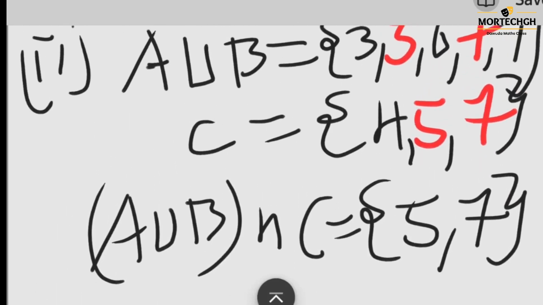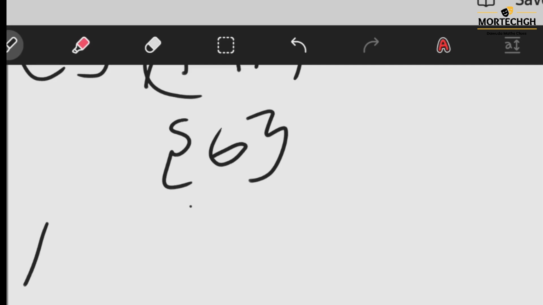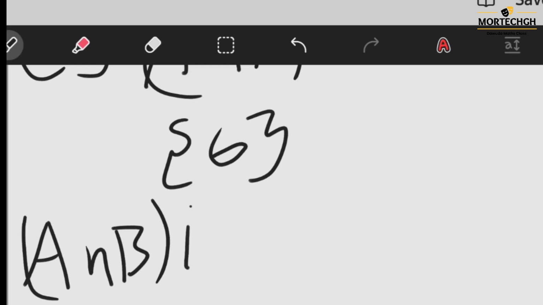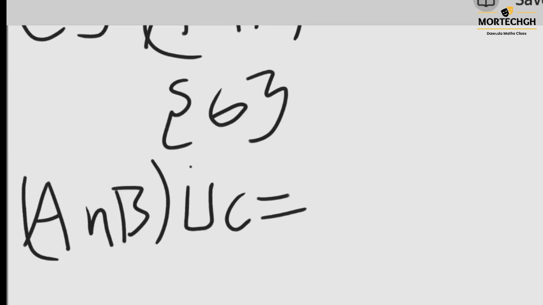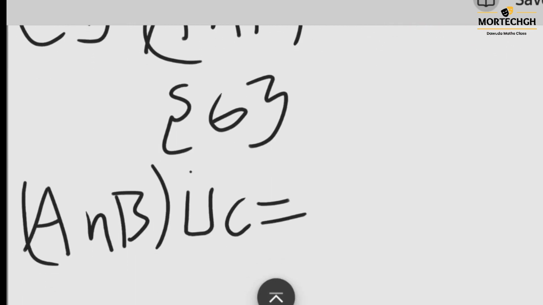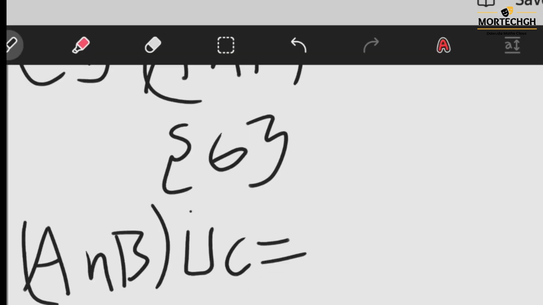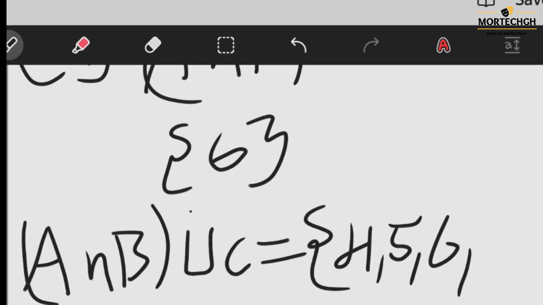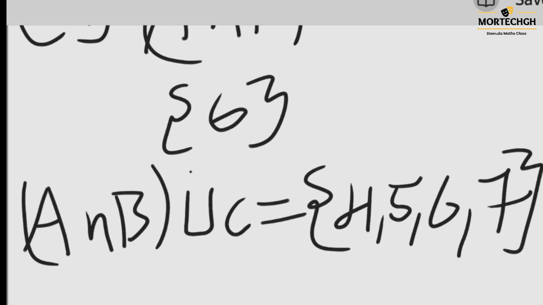So they say we should combine the two sets together. You have A intersection B union C to be equal to, A intersection B is equal to 6, and then C is equal to 4, 5, 7. So you bring the two sets together, you have a set having 4, 5, 6, 7, right? And that is your final answer.